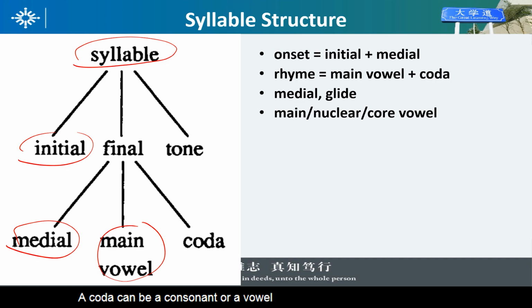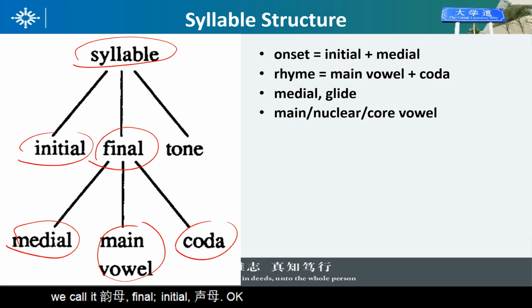And a coda. A coda can be a consonant or a vowel in different situations. And the medial, main vowel, and coda form the final. In Chinese, we call it 韵母, final. Initial is 声母. Okay? And you still have a tone, 声调. So initial, final, tone are the 3 parts in a typical syllable of the Chinese language.